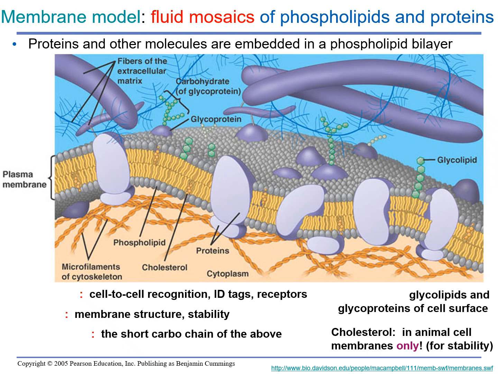What you're seeing here is a fluid mosaic, which is the model of the plasma membrane. So proteins and other molecules are embedded in the phospholipid bilayer. We have glycoproteins, which help with cell-to-cell recognition and are like the ID tags. You can see a glycoprotein right over here. I'm going to highlight it in red right here.